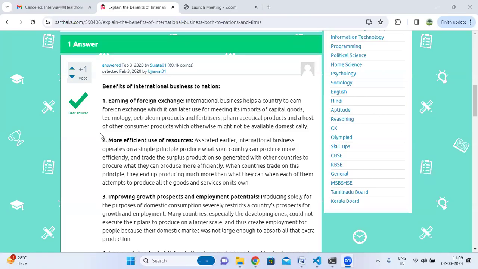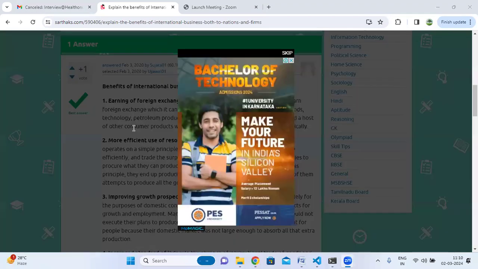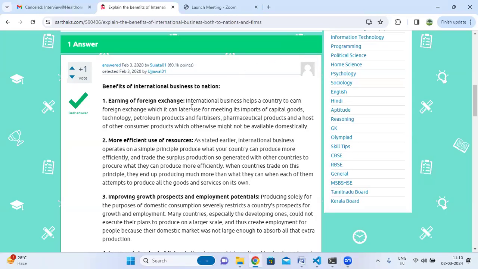Good morning, all. Today we are going to discuss one of the important questions: the benefits of international business. International business is defined as an organization that buys or sells goods and services across two or more national boundaries, even if management is located in a single country. It is also known simply as international business.